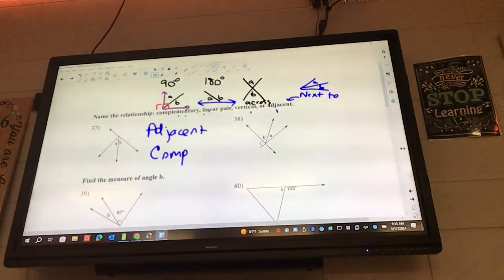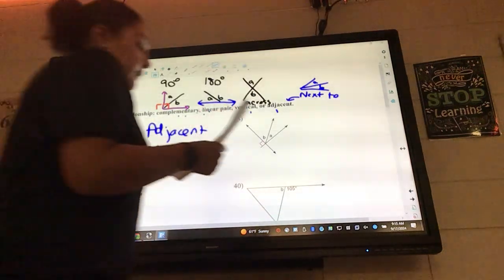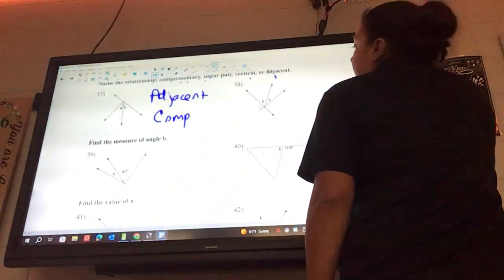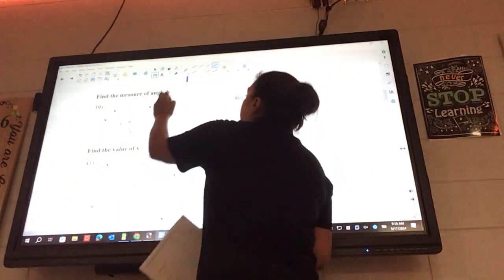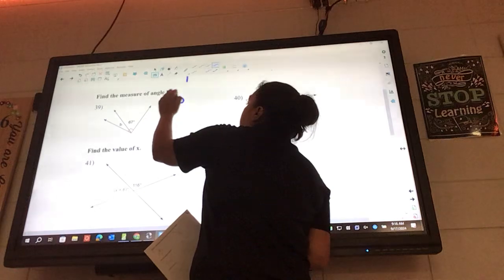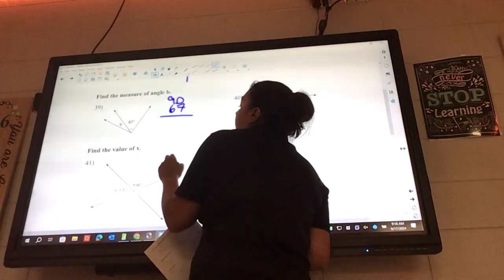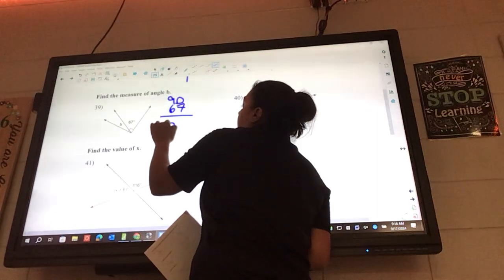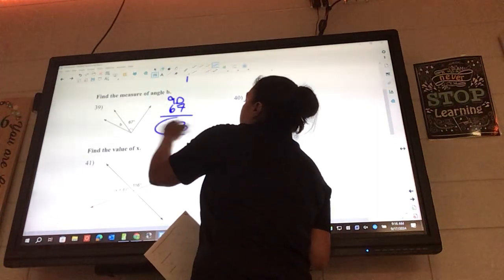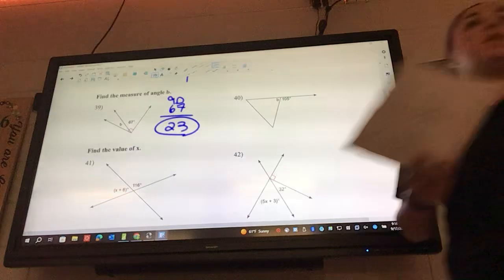Okay, 39, is that complementary or a linear pair? It's complementary, so that is what amount of degrees? 90, so you're gonna say 90 minus what? 57. 67, okay, and what is that? No, it's 23. 23? Yeah. Okay.